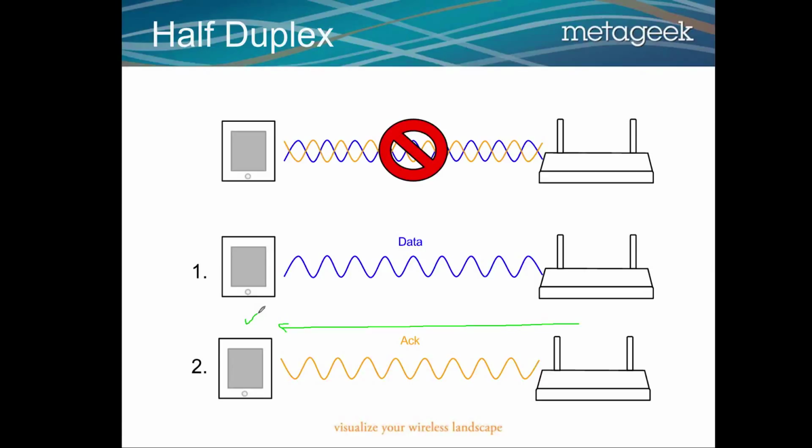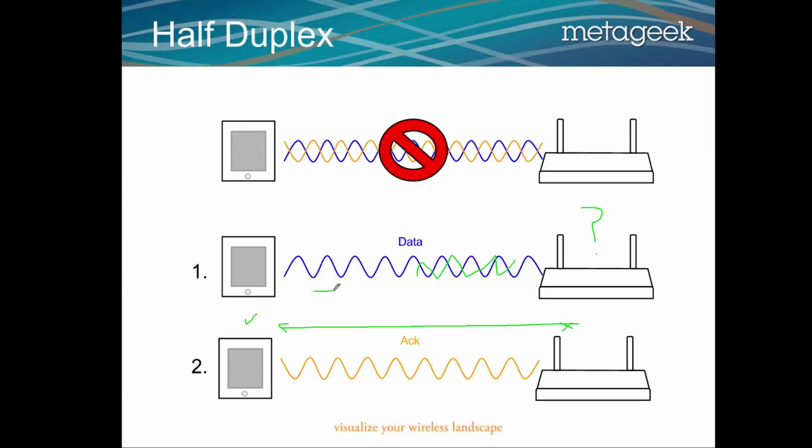And once that acknowledgement, that orange color, is sent, that means it is someone else's turn to talk. Now what happens if there's interference? Well, interference is going to create something like this. And the recipient is going to say, I don't know what that was. It was garbled. It was garbage. It didn't make any sense to me. So he does not send his acknowledgement this time.